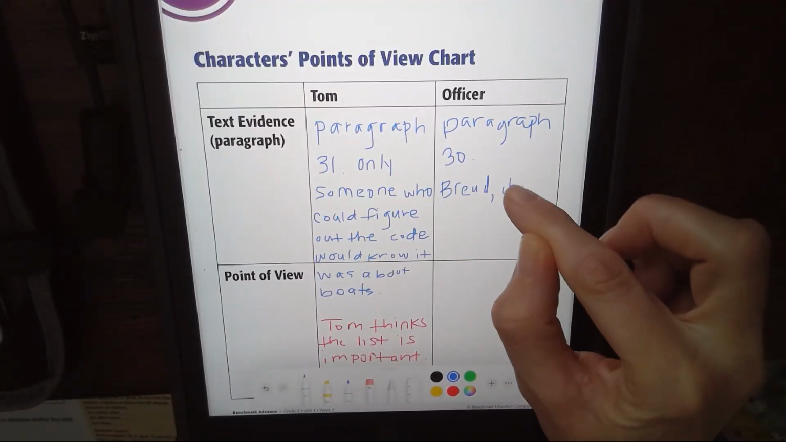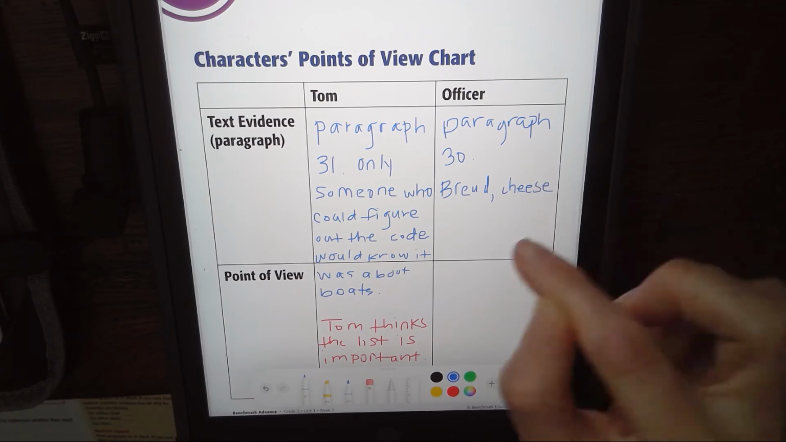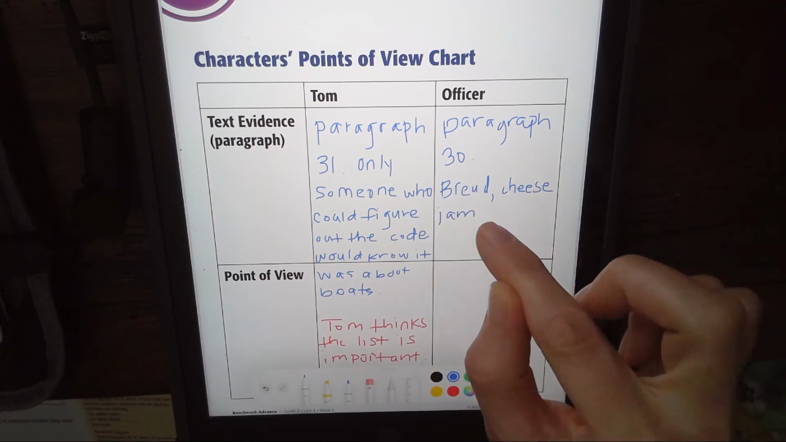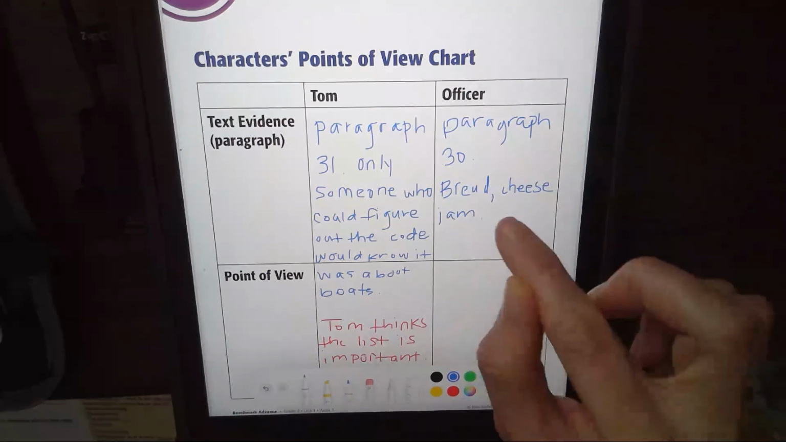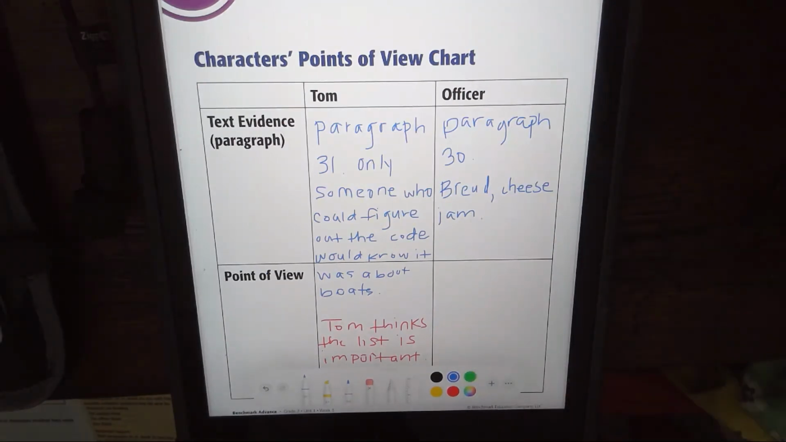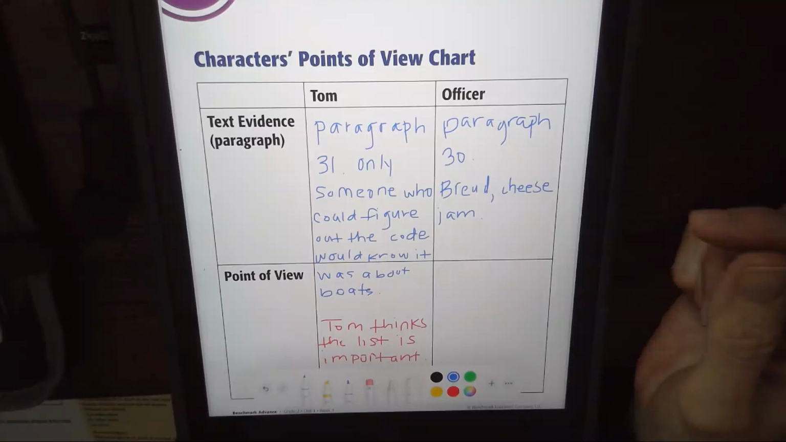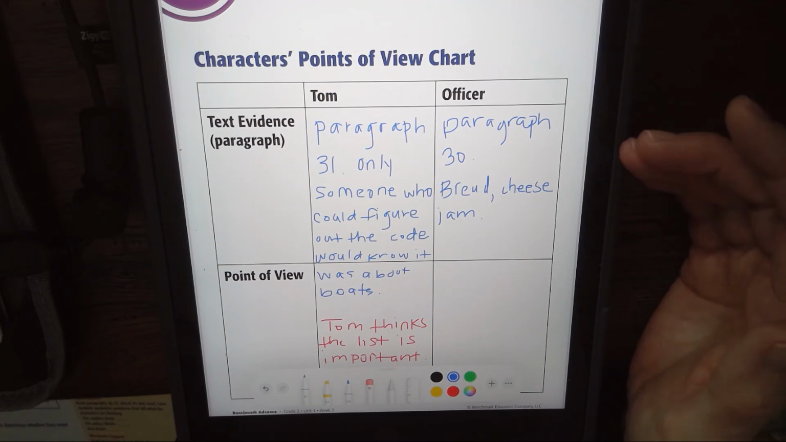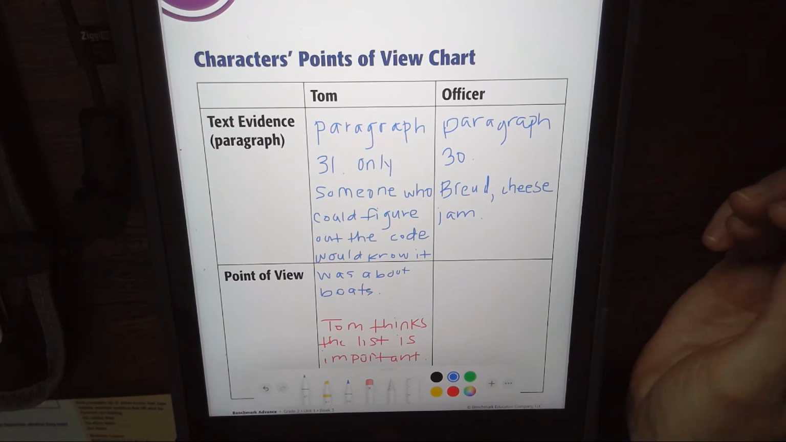Now you don't have to write exactly what I'm writing. You can write your own thoughts in here, and if you think a different paragraph makes more sense to you, you can certainly add that in there. We know that the point of views of both characters are different. So as long as you can support that opinion with evidence from our text, you're doing the right thing.